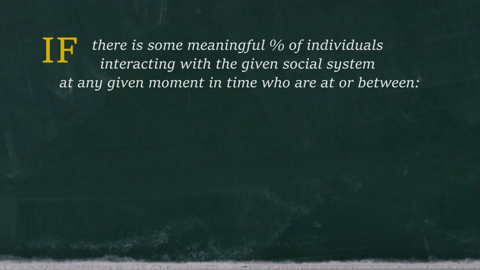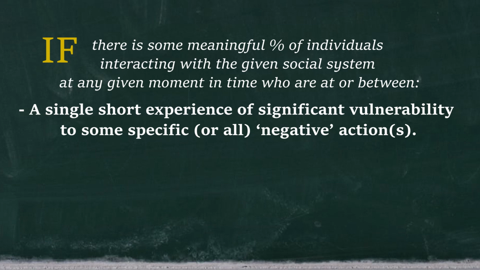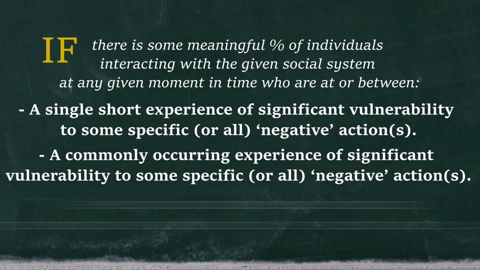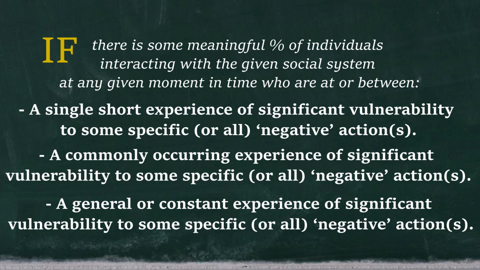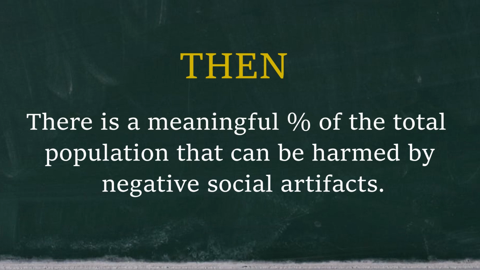If there is some meaningful percentage of individuals interacting with the given social system at any given moment in time who are at or between a single short experience of significant vulnerability to some specific or all negative actions, a commonly occurring experience of significant vulnerability to some specific or all negative actions, a general or constant experience of significant vulnerability to some or all negative actions, then there is a meaningful percentage of the total population that can be harmed by negative social artifacts.